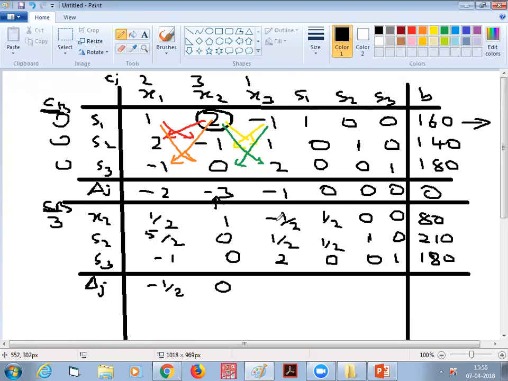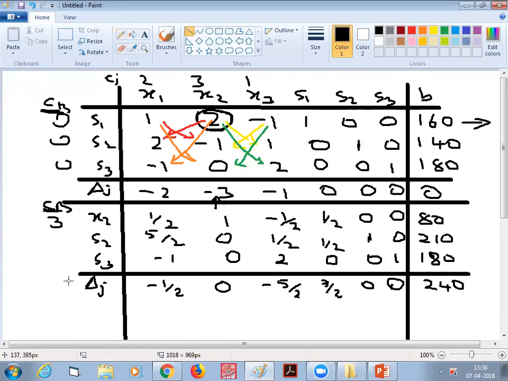Oh, next one is also not so nice. 3 into minus 1 by 2 is minus 3 by 2, minus 1 is minus 5 by 2, which is worse than minus 1. Then 3 into 1 by 2 is 3 by 2, minus 0. And of course, these two are 0, 0. And finally, 3 into 80 is 240. So the current Z value is 240.